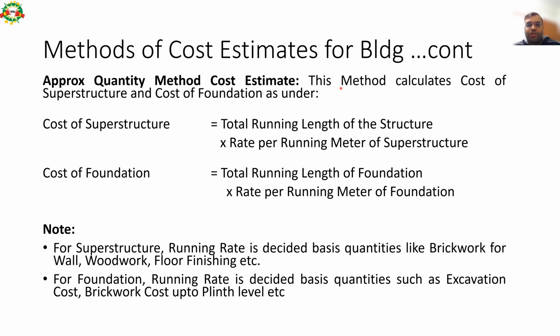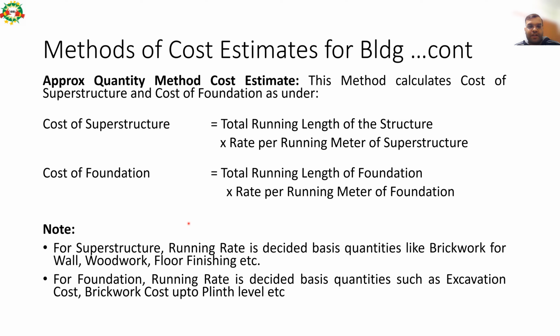Next method of doing cost estimation is the approximate quantity method cost estimate. This method calculates the cost of superstructure and the cost of foundation as under. So cost of superstructure is equal to total running length of the structure multiplied by rate per running meter of superstructure. Likewise, we also calculate the cost of foundation separately by multiplying total running length of foundation by rate per running meter of foundation.